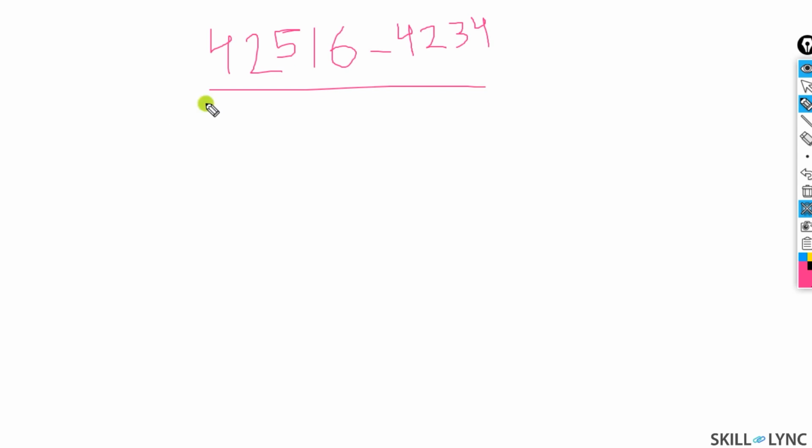Now after that, let's take one more example. Now I am using 10's complement. For example, take a simple number like 42516. You can take any random number. I am just taking 42516 minus 4234, a random number. I want this subtraction using 10's complement.